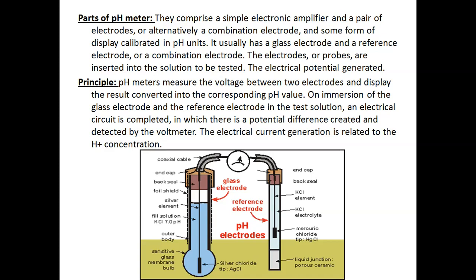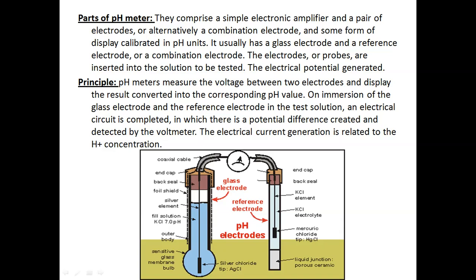The parts of a pH meter comprise basically a voltmeter, which is attached to a pH responsive electrode and a reference electrode. The pH responsive electrode is usually a glass electrode, and the reference electrode we use is usually a mercury or mercurous chloride electrode. When the two electrodes are immersed in a solution, they act as a battery. So this is the glass electrode.